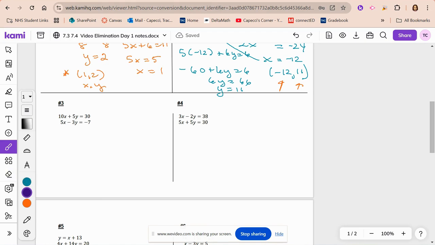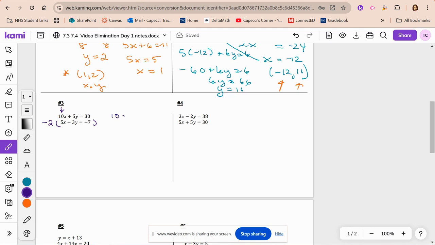In looking at the next set of equations, I notice that when I add the equations, nothing's going to zero out. But I do notice that I have 10x and 5x. 5 and 10, they're multiples of 5. So I realize if I multiply this by negative 2, now look, if I multiply this by positive 2, that's not going to help me. That's going to give me positive 10. I want the opposite, which is negative 10. So I'm going to multiply it by negative 2.